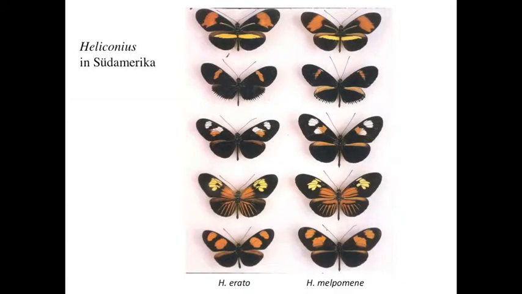Let me start with a question to you. How many species are shown here? What we see here is actually the result of coevolution. So there are two species. On the left-hand side, it's Heliconius aurata. On the right-hand side, it's Heliconius melpomene.